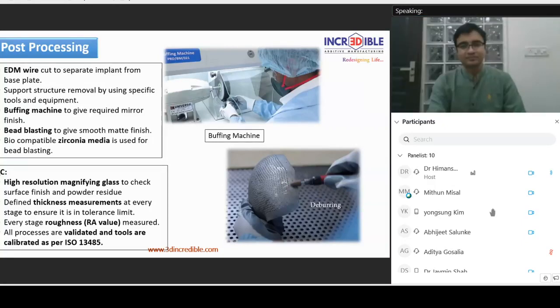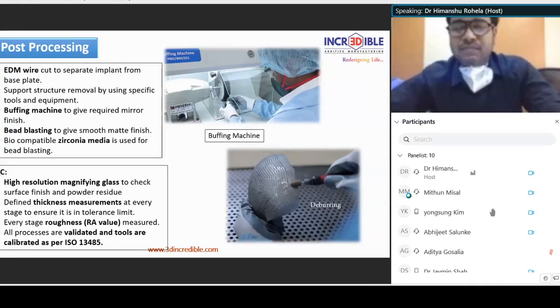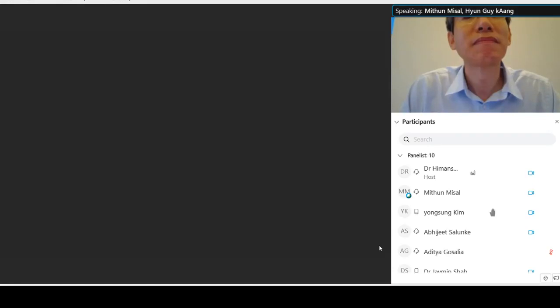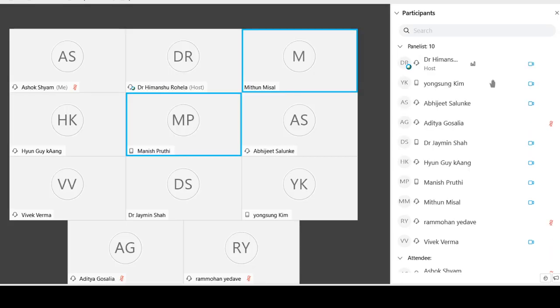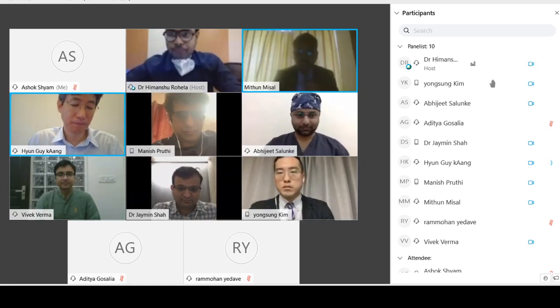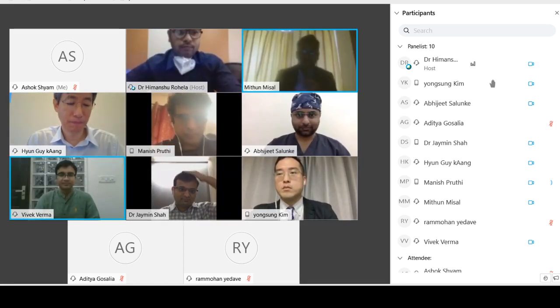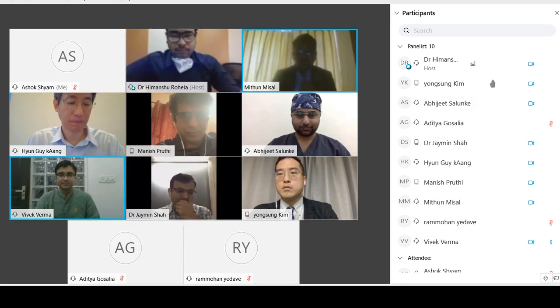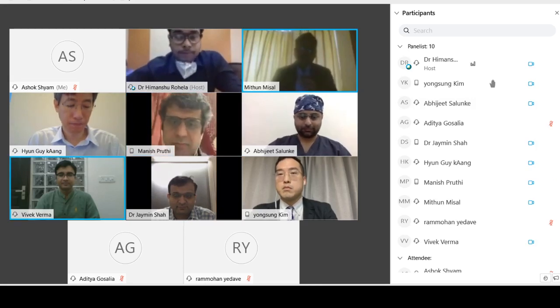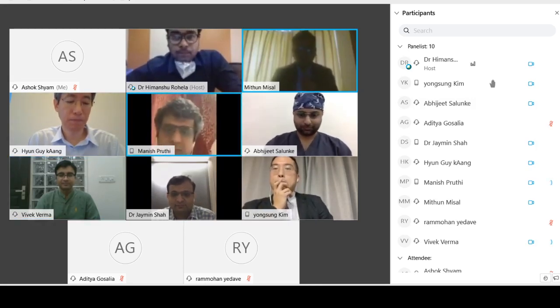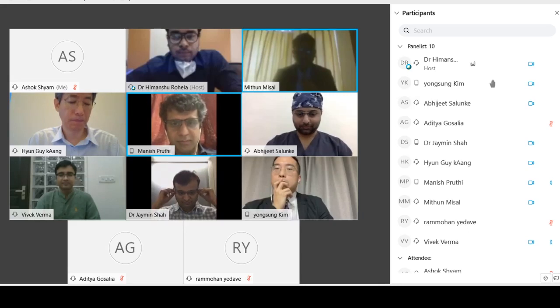Yes, it takes 10 to 15 days to deliver the implant once we complete the designing part. Designing is much more important, as Dr. Kang explained. We will definitely have our own platform which will enhance the designing timings, and typically we have 4 to 5 days for the manufacture. So put together, we can supply the implant in 10 to 15 days even in India, sir. Thank you.